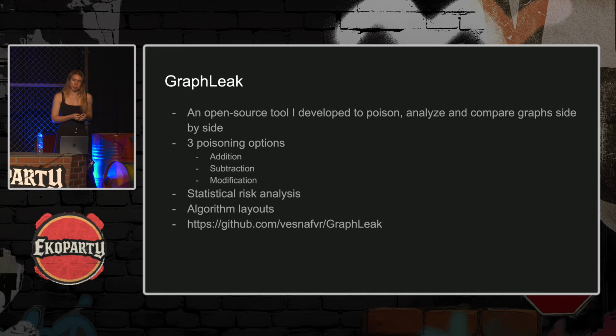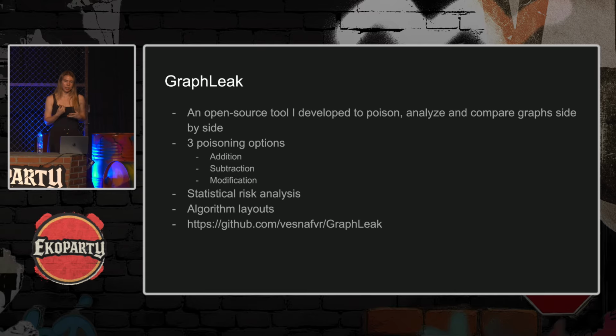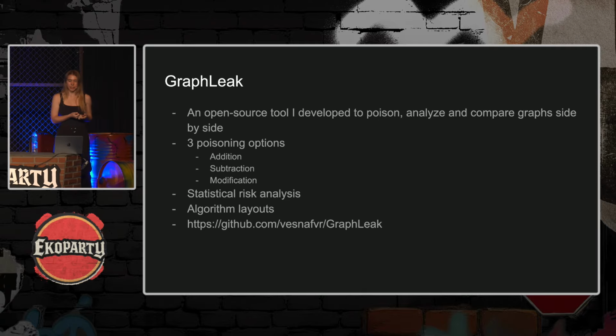With GraphLeak, one can simply upload, poison, analyze, and compare graphs side by side, and you have full control over which nodes you would like to poison. I also created some statistical risk analysis within the compare feature and added some algorithm layouts. This tool also happens to be on my GitHub.